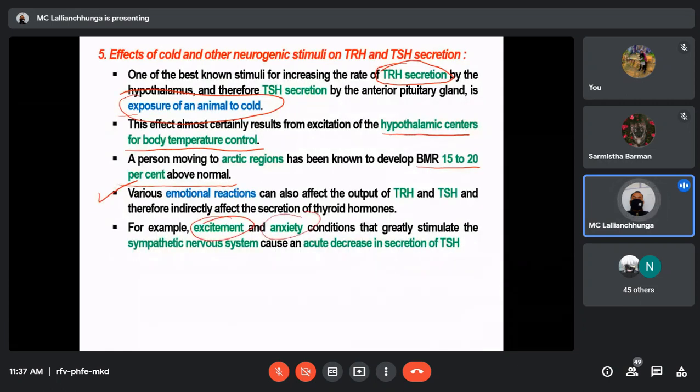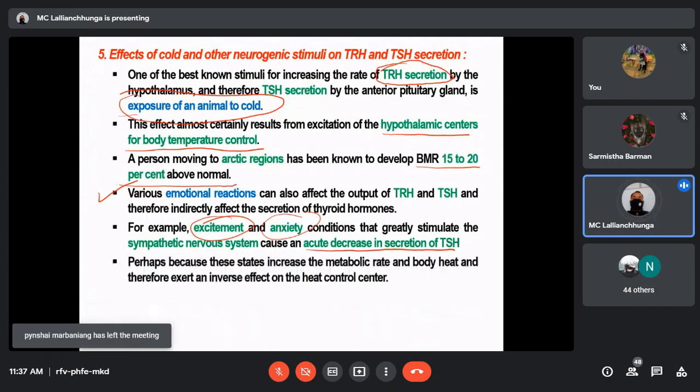Conditions that greatly stimulate the sympathetic nervous system cause an acute decrease in the secretion of TSH. Suppose you are excited or having some anxiety, your sympathetic nervous system will be stimulated, and that will decrease the secretion of TSH. That means T3 and T4 formation and release will also be decreased, perhaps because these states increase the metabolic rate.